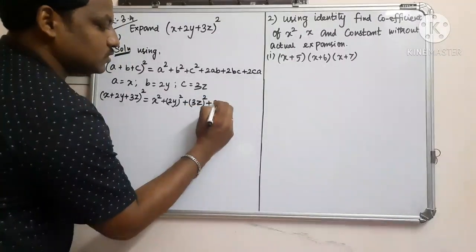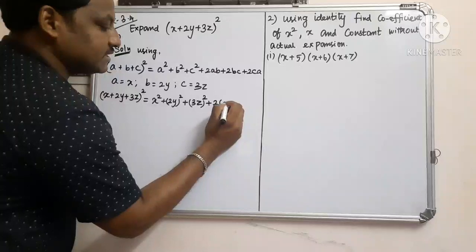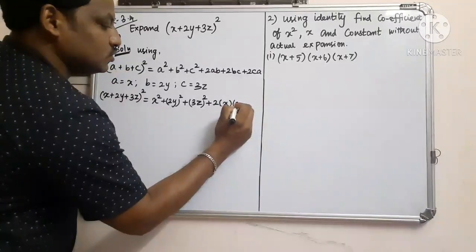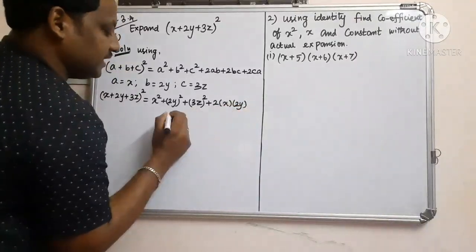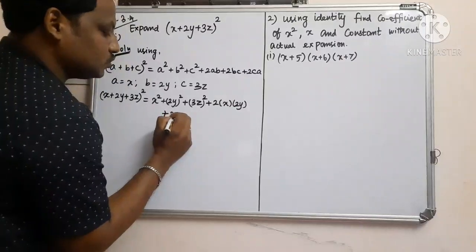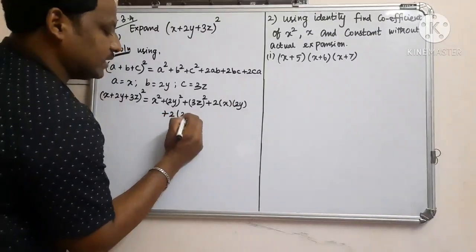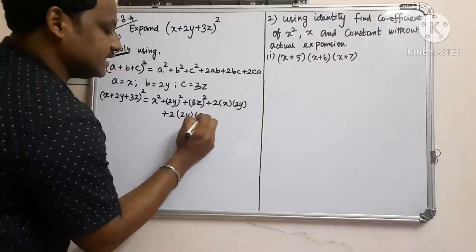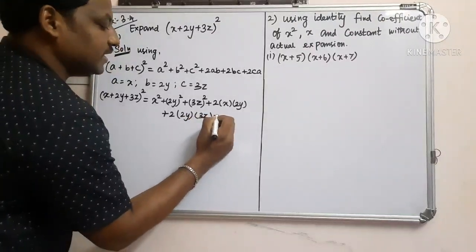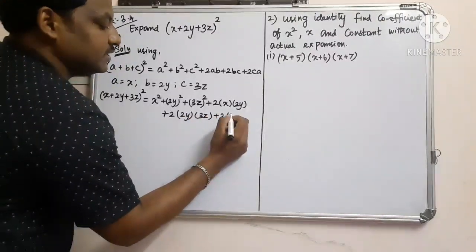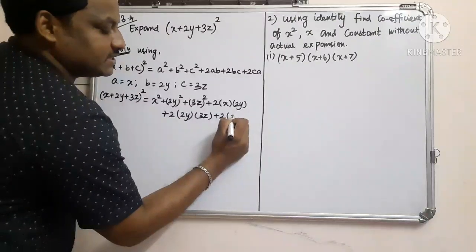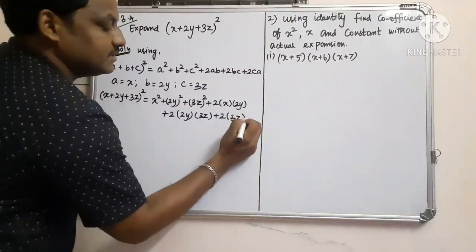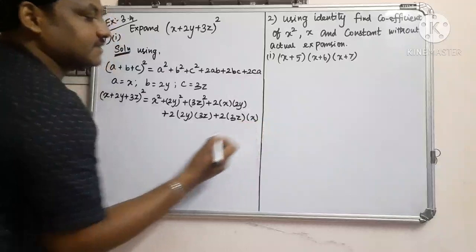plus 2 into a value, which is x, b value is 2y, plus 2bc, b value is 2y, c value is 3z, plus 2 into c value, which is 3z, and a value is x.